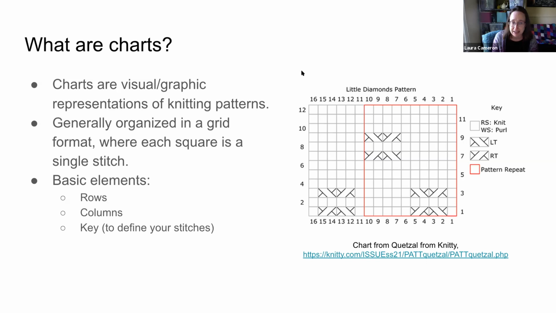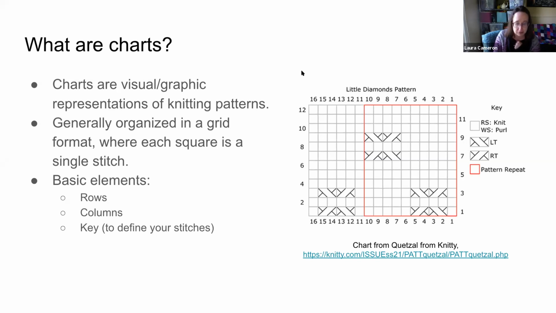So like I said, the basic elements are rows, columns, and the key, which is located to the right of the chart here. And that is kind of a little legend, like in a map. It's going to tell you what stitches you are going to be knitting in a chart that you're working on. So in all of the charts that I have pulled today, I have put information on where the charts come from. They're all free patterns on Knitty, which is an online magazine. And since they are available for free and online, that's why I pulled these particular charts. In general, I don't pull charts out of patterns otherwise because they're sort of giving away information.